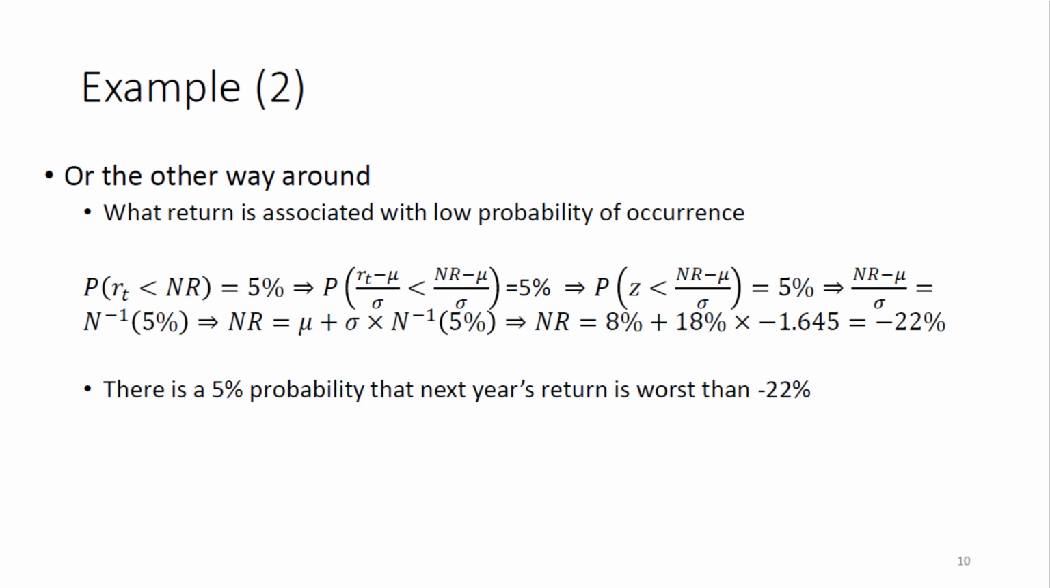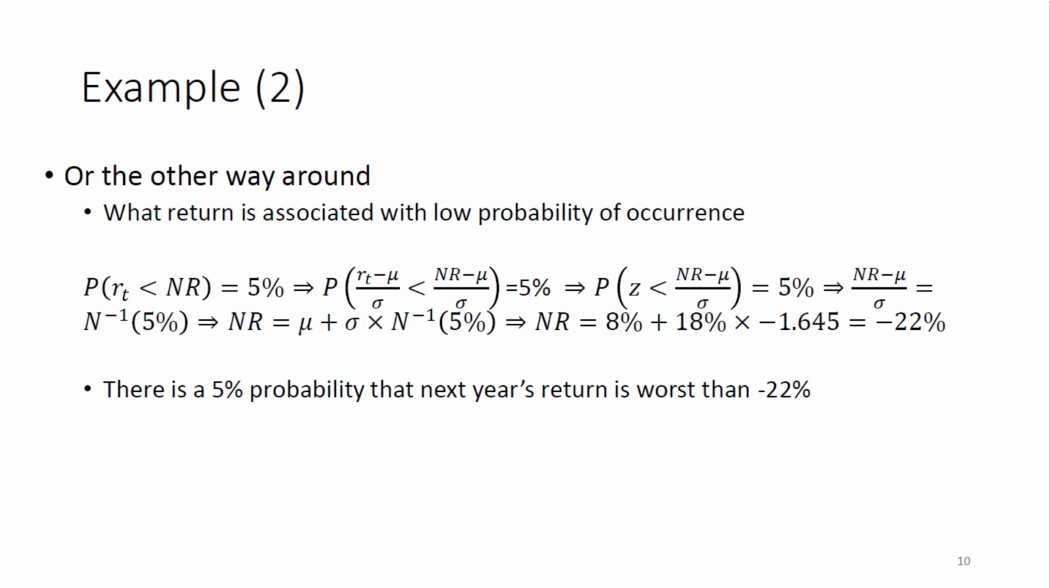I'm going to take the inverse of the normal distribution function. That's the same as looking up the critical value in the standard normal distribution table that is associated with a probability of 5%. So NR minus mu over sigma is equal to the normal inverse at 5%. If you rewrite it, the negative return that I'm looking for is equal to the mean of the return plus sigma, the volatility of the return, times that critical value of the standard normal distribution function at 5%. So let's fill in the numbers.